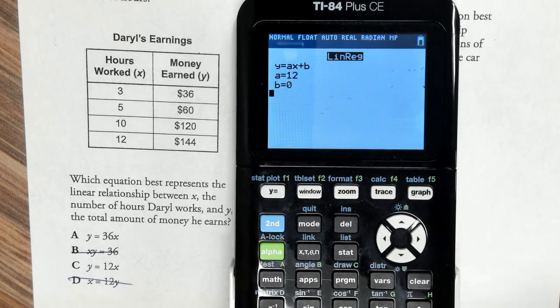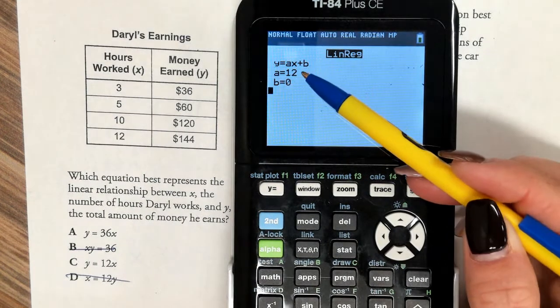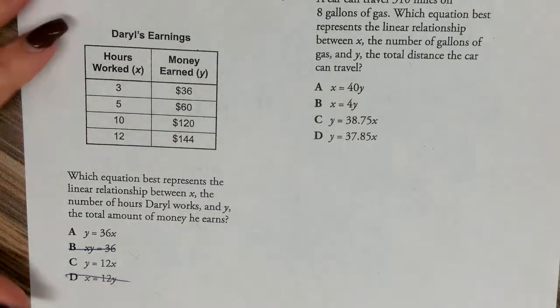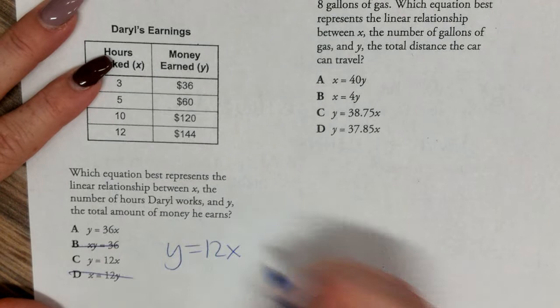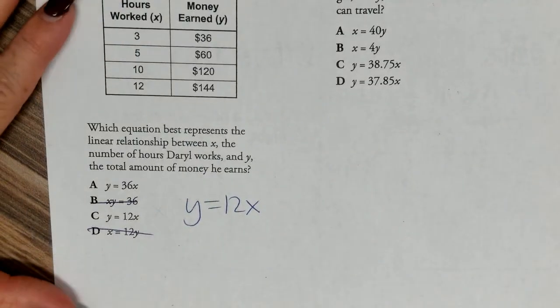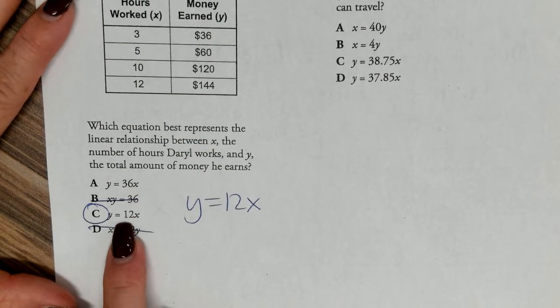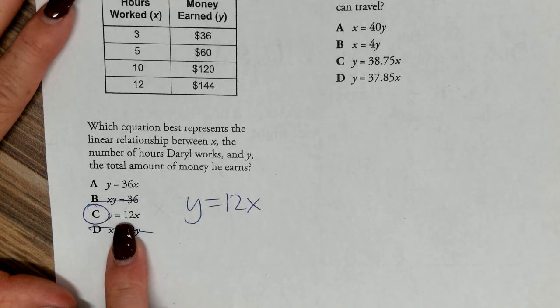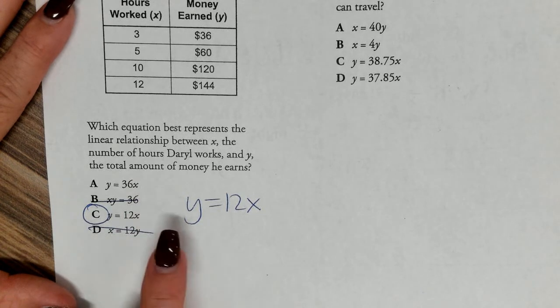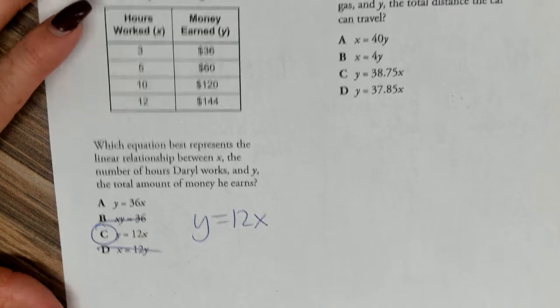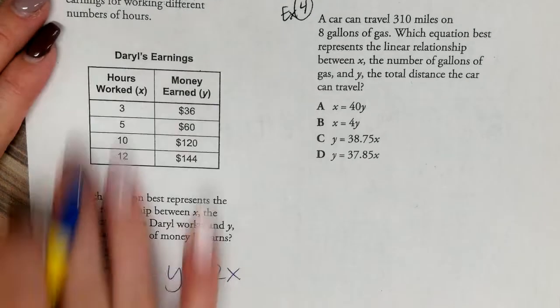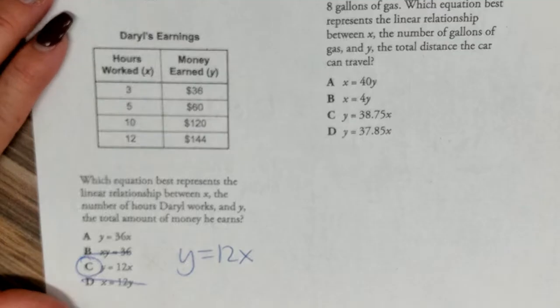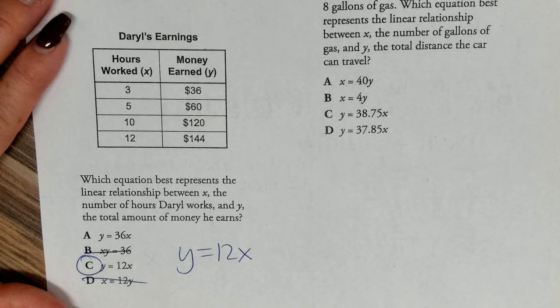So how would I write this equation? 12x plus 0. Y equals 12x. So what's the answer? Why is this proportional? Because it doesn't have a plus b. That's why this was asked on this assignment, because it was proportional. Are we good?